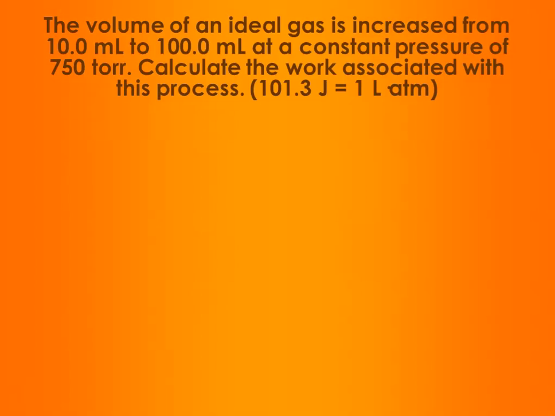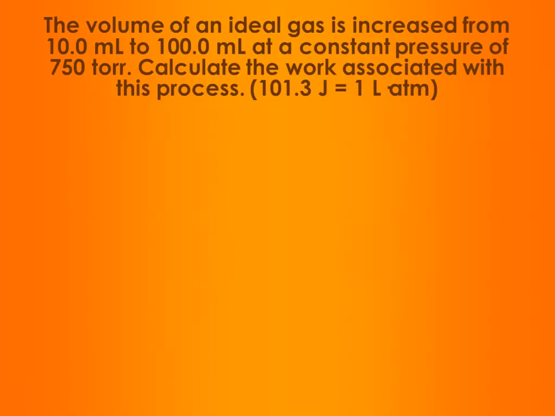So here we're going to look at just calculating the actual work term rather than being given the quantities. You're told the volume of an ideal gas went from 10 mL to 100 mL. It stayed at a pressure of 750 torr, and we want to calculate work. There is a relationship between joules and pressure volume units. 101.3 joules is the equivalent of 1 liter atmosphere. That is not a conversion I expect you to know.